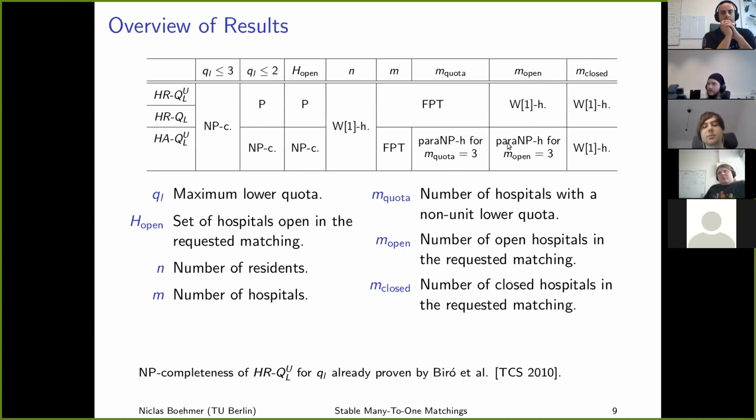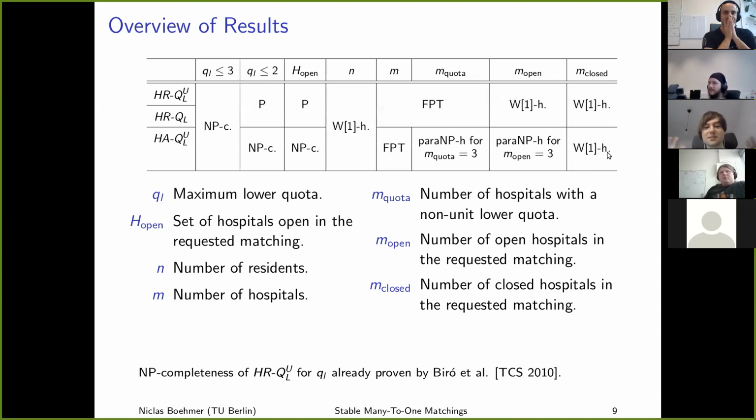And for the house allocation problem, for the parameter M open, we were even able to prove para-NP hardness, again for only 3. Even if we only request that 3 hospitals are open. Note that this W1 hardness is not an asymmetric result, because we don't know whether this is tight. We don't have an XP algorithm for this case, so it could very well be that this is also para-NP hard. However, except for this result, all the other W1 hardness results are also tight. For them, we also have simple XP algorithms.